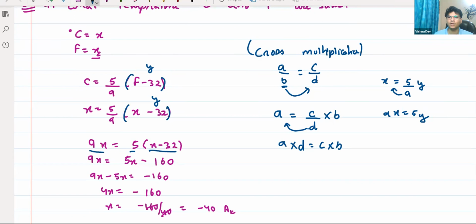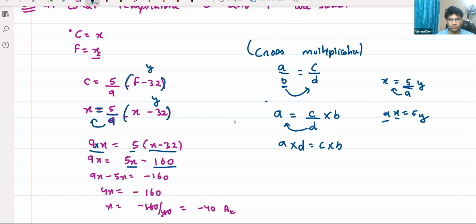If any problem seems difficult, break it down. Yes, say it. Sir, your sound was not coming. Can you repeat what you said a minute ago? Okay. I was saying that here 9 is divided over here. So if you cross multiply, if you change the side, it will become 9 into x. Here 5 was divided by 9. If you change the side, the division will convert into multiplication. So this division will convert into this multiplication over here. After this, we use multiplication. So 5 into x, 5x. 5 into 32, 160.